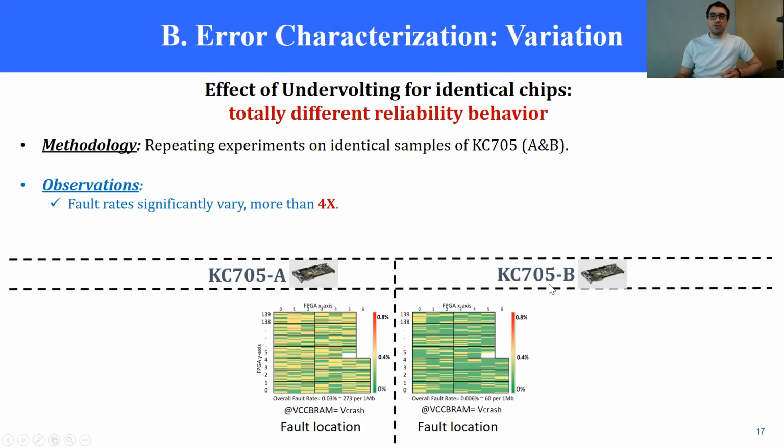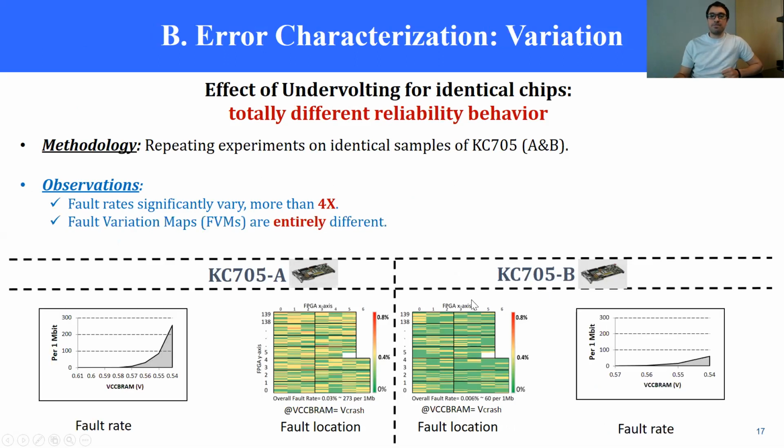I would like to mention the variation again. We already saw some results about two identical samples that have a totally different fault rate. For two identical FPGAs, as you can see here, at the same or more or less similar voltage, the fault rate is 3-4 times higher for this FPGA compared to this one. In addition, I would like to highlight the location of the errors. Not only is the rate of the faults different, the location of the faults could also be completely different, as you can see here. This is showing the fault map, I would say.